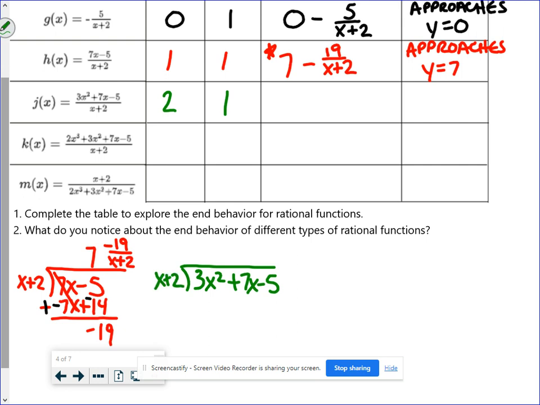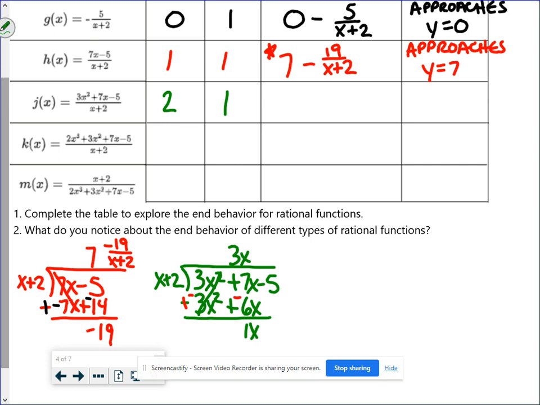When I do that division, I have to, again, ask, what do I have to multiply x times to get 3x squared? And that's 3x. So that would give me 3x squared, and 3x times 2 would be 6x. So I would subtract, and add the opposite. So x squareds go away. 7x, negative 6x, 1x.